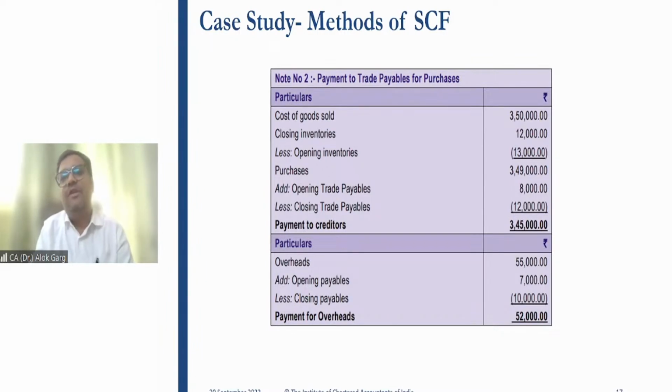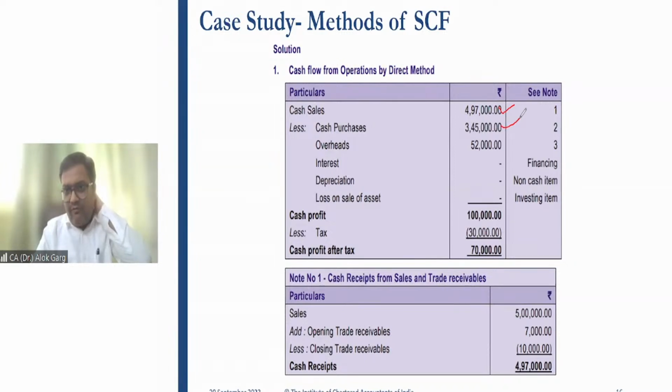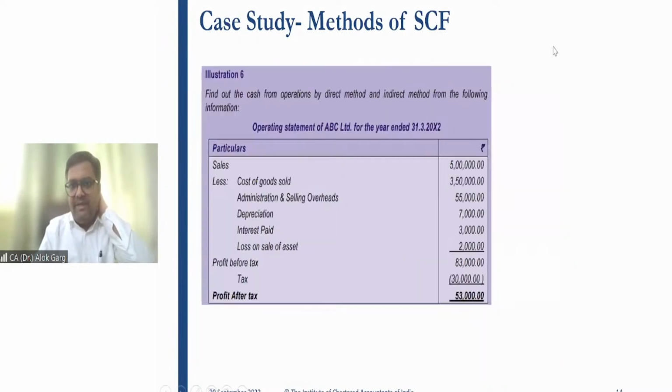And if you have purchased for 3,49,000 and you had an opening creditor of 8,000, it means the total money which you are supposed to pay is 349 plus 8, 357. But still, 12,000 is outstanding. It means 357 minus 12, 3,45,000 you have paid to the creditor. So this is what I have written here: 497 collection, 345 payment.